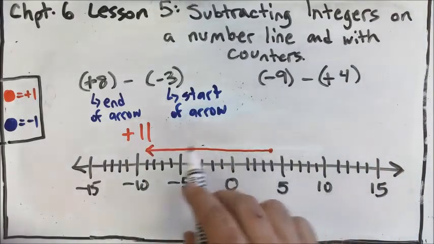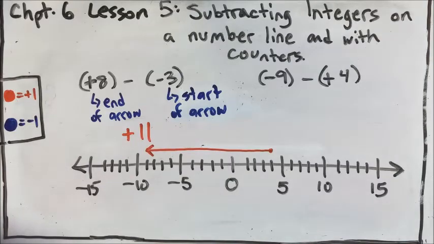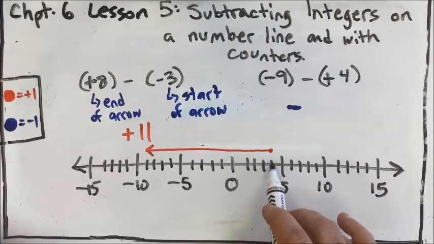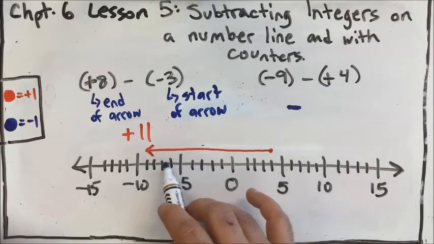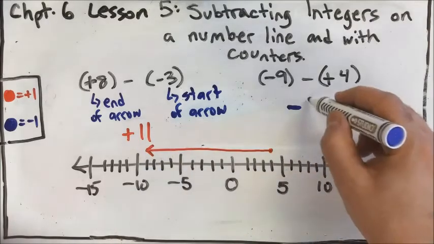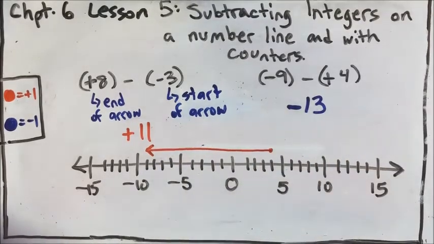So our arrow is traveling to the left, which means that it is negative. And how many spaces to the left? 1, 2, 3, 4, 5, 6, 7, 8, 9, 10, 11, 12, 13. And our answer is negative 13.